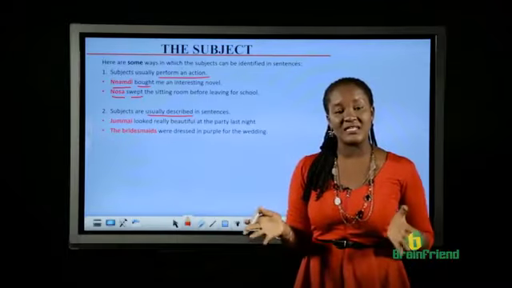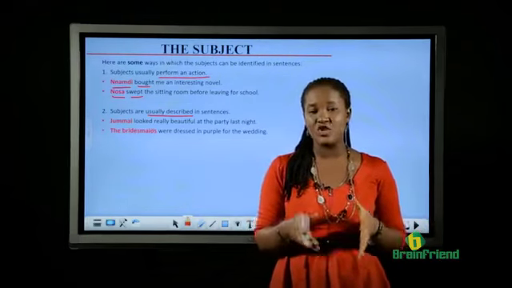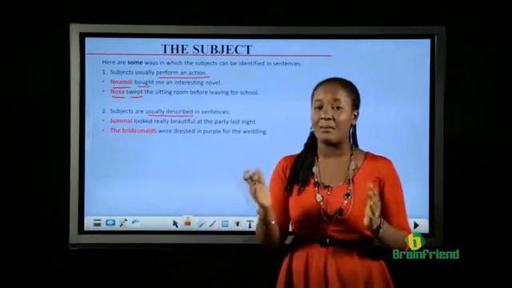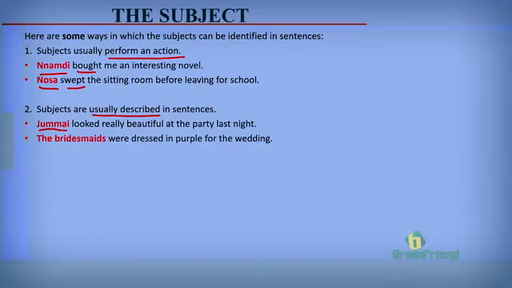When you have subjects in sentences, you find that in such sentences, these subjects are usually described or talked about. For example, Jumai looked really beautiful at the party last night. This sentence here describes Jumai, and it says she looked really beautiful. This describes how Jumai looked at the party last night.